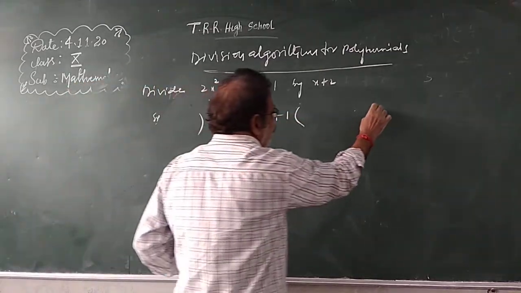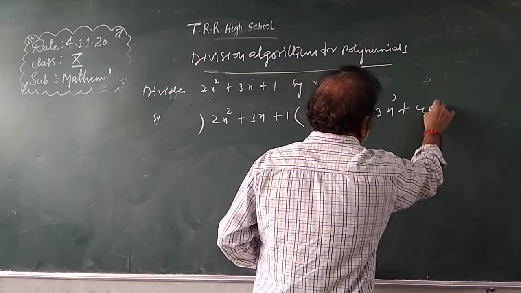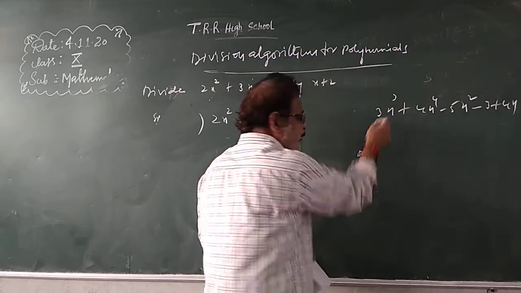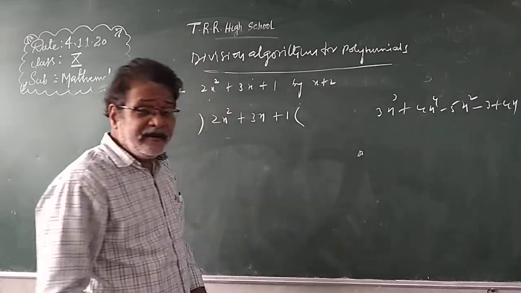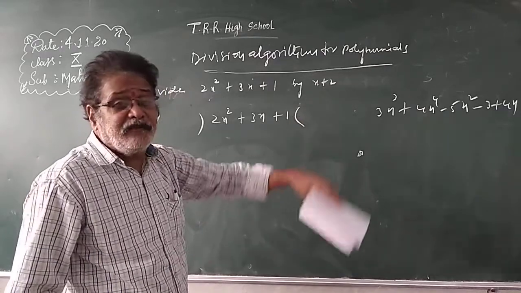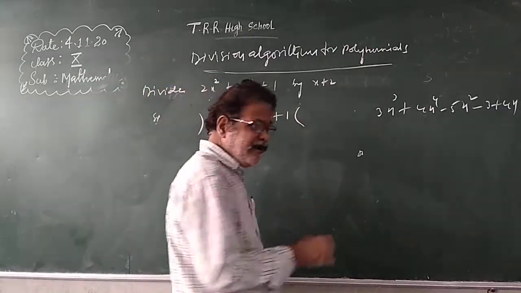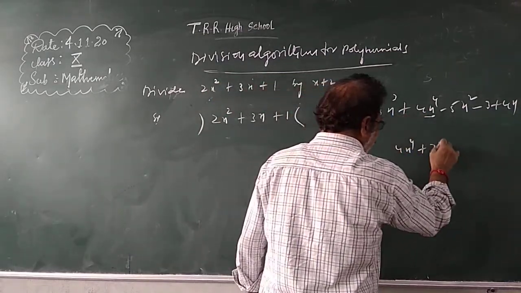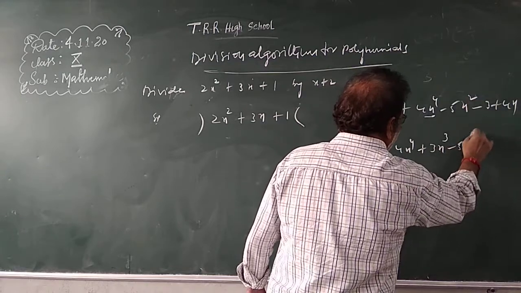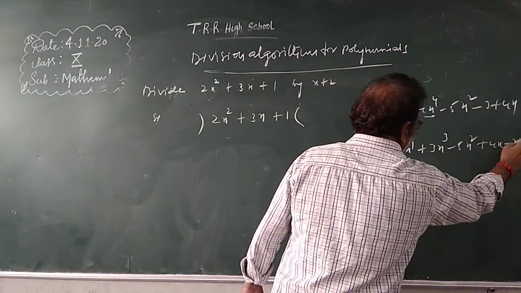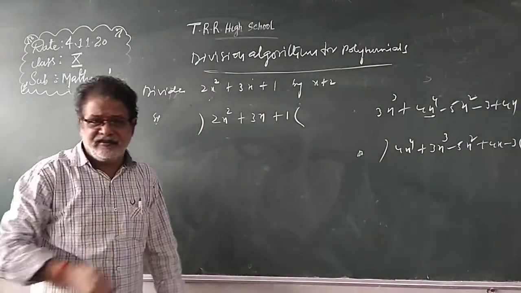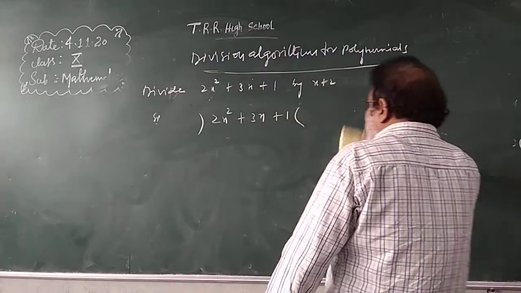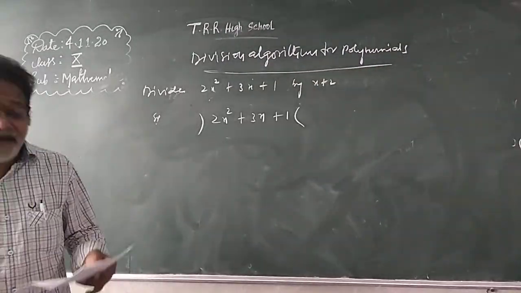For example, 3x cube plus 4x to the power of 4 minus 5x square minus 3 plus 4x is the dividend. How do you arrange this? We arrange the terms in decreasing order of the degrees. Which is the biggest power here? 4x to the power of 4. Next one 3x cube. Next minus 5x square. Next plus 4x. Like this we arrange. I hope you understood this.